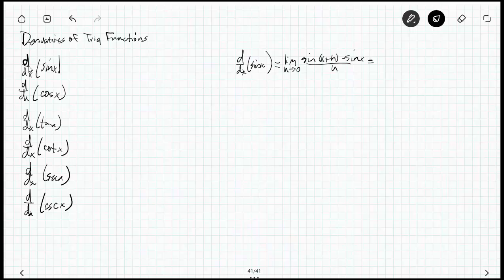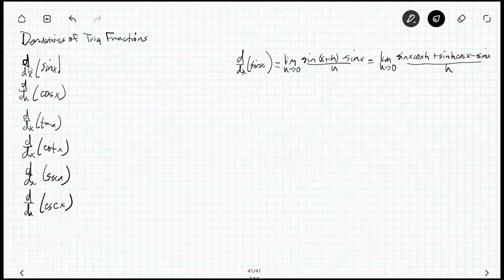Well, the first thing I'm going to do is look at this thing and ask, what am I going to do? Oh, wait, there's a sum and difference formula for sine. So if I apply that from pre-calc, this becomes the limit of sine of x cosine of h plus sine of h cosine of x minus sine of x all over h. Now, why am I doing this? Well, because as h goes to 0, this becomes sine x minus sine x, which is 0, over 0.